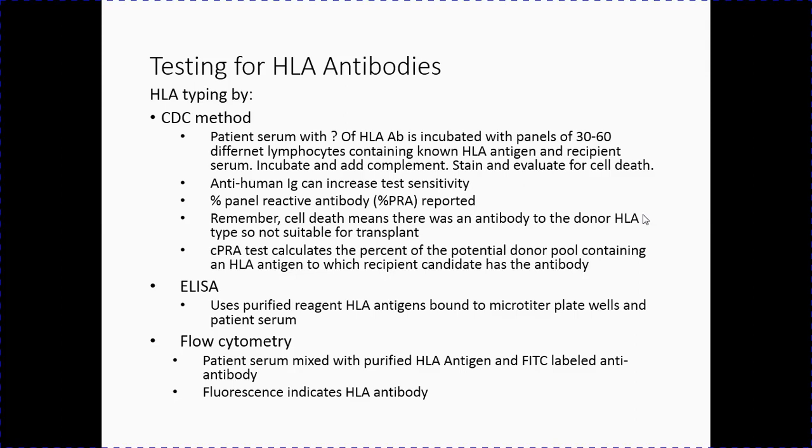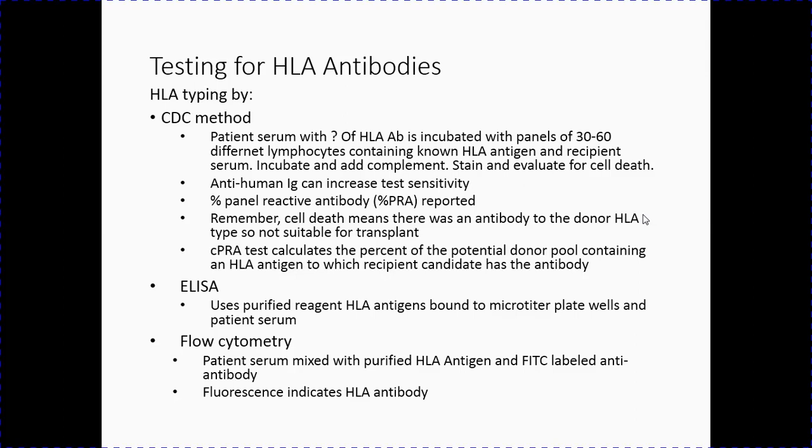But instead of the way we looked at it before with cell death, we're actually going to be looking at what's called the percent PRA, which is the proportion of lymphocytes in the panel that are killed by the patient's serum. So we don't score it on that 0 to 8, but we're going to do a percentage of lymphocytes that are killed by complement. So that's the HLA antibody. Remember, in CDC testing, cell death means there was an antibody, so it's not suitable for transplant.